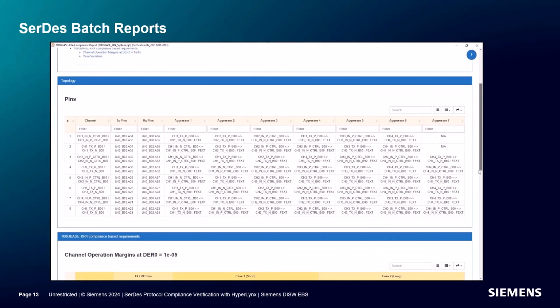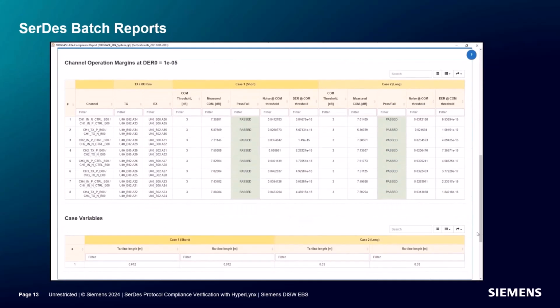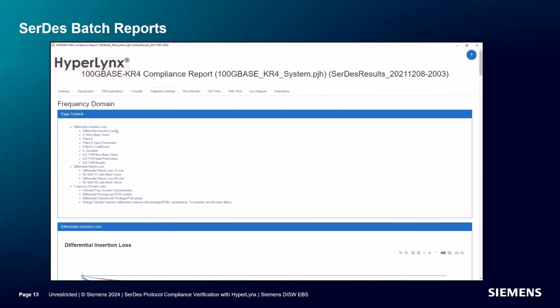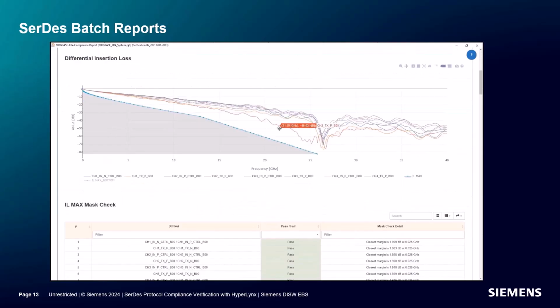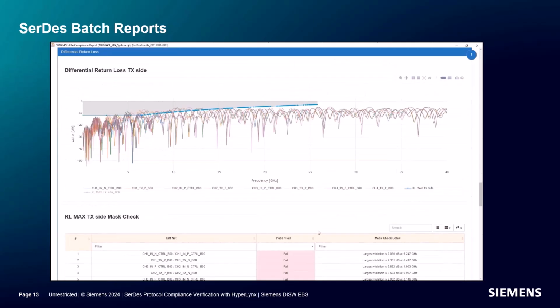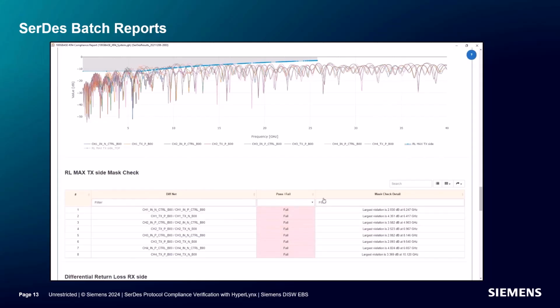The SerDes analysis reports Hyperlinks produces are HTML based and organized into different sections with links between them. Results are colored green to indicate a passing result, with red indicating a failing result. You can see your design's operating margins clearly and easily and share the report with colleagues. The compliance analysis report contains sections for overall operating margin, recommended equalization settings, crosstalk, frequency and time domain channel data, eye diagrams, and the design parameters used for analysis. You can save these reports in EDM, Siemens Enterprise Data Management tool, and then share them with others over the web using EDM Collaborate.